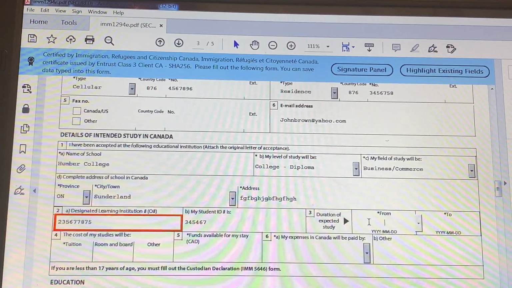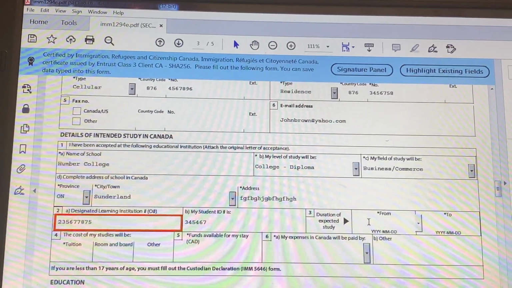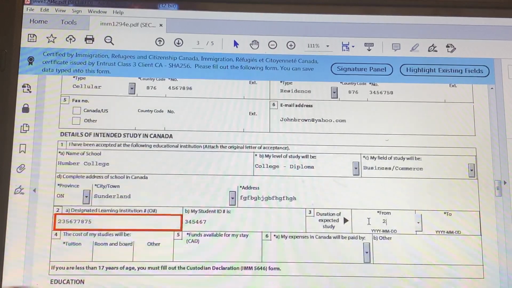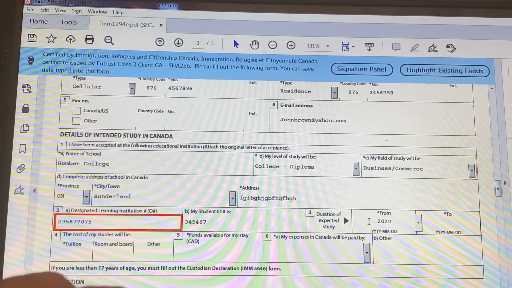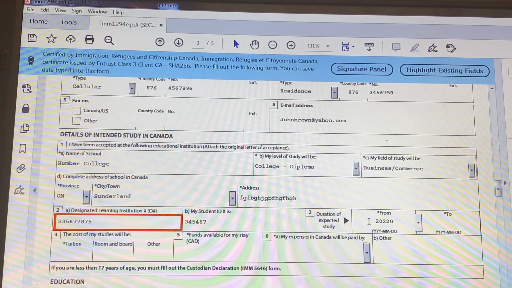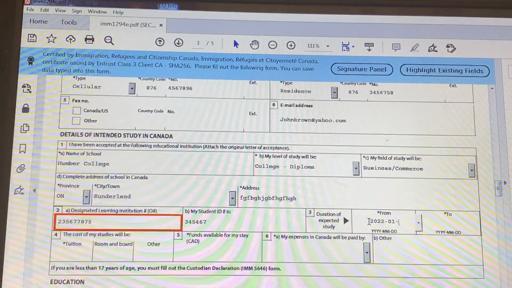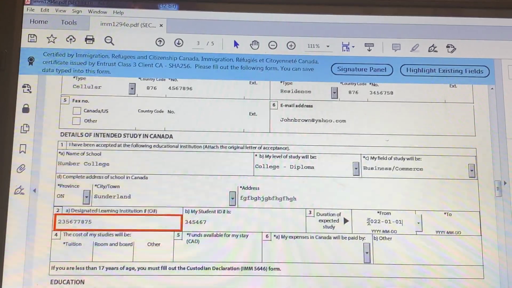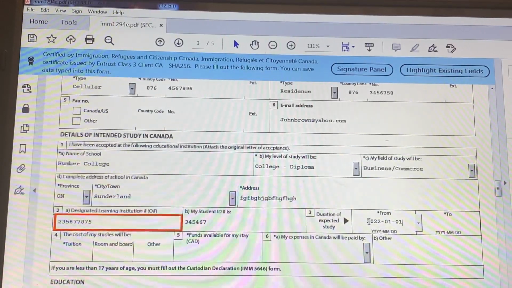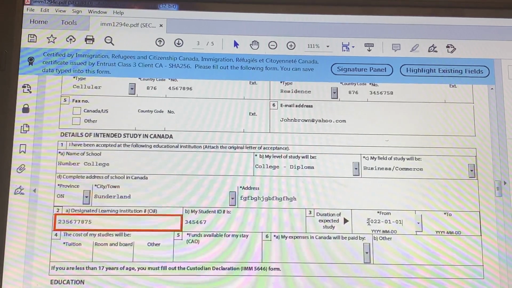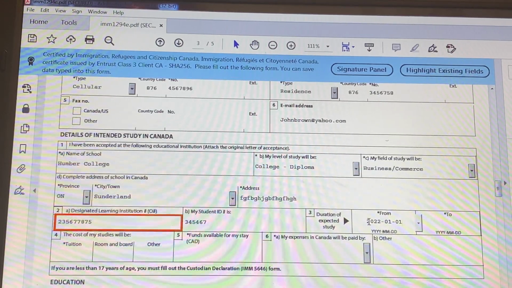Say you're starting January 2022. You put 2022, right? And then you can put the first of the first. It doesn't have to be the exact date, guys, that the school starts. It's just winter, fall, summer, whatever.